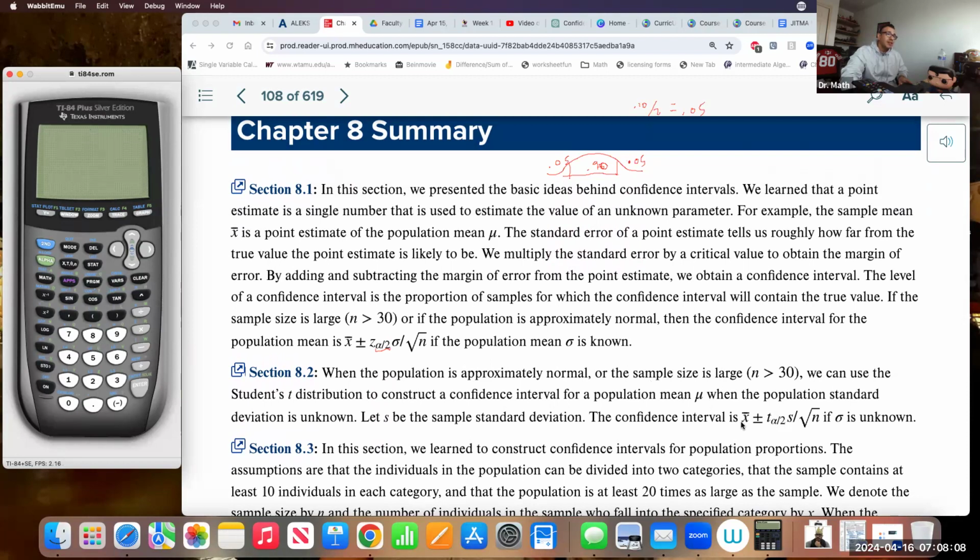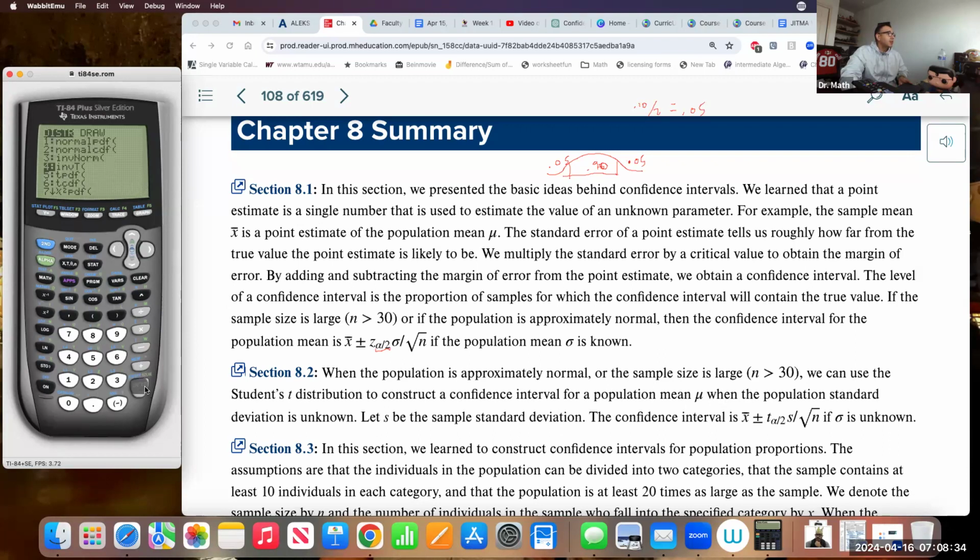So for a t, you're going to need not only the percentage like we have here, that 90, but you also need a sample size. So I'm going to pretend our sample size n is 25. So check this out. So now to find the inverse t, or the t-score, we're going to go to second, and then we're going to go to distribution, and now we're going to go to inverse t.